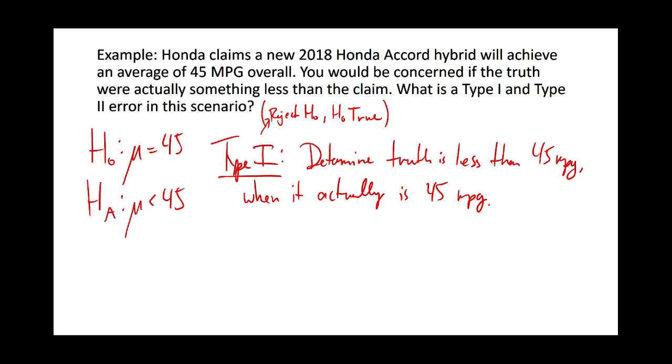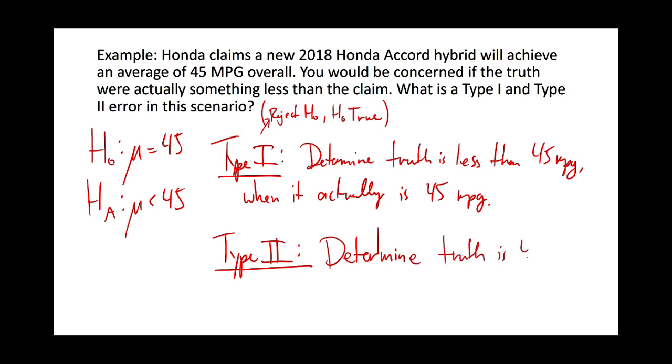I think you're telling a lie. I think the truth is actually less than 45 based on my sample, but in reality they were telling the truth the whole time, so that's kind of a bad look, right? But you could also go the other way, so then what's the other error you can make here? Yeah, so you would ultimately determine or decide that what? Yeah, so you would decide that the truth is 45 miles per gallon, but in reality it's actually less.